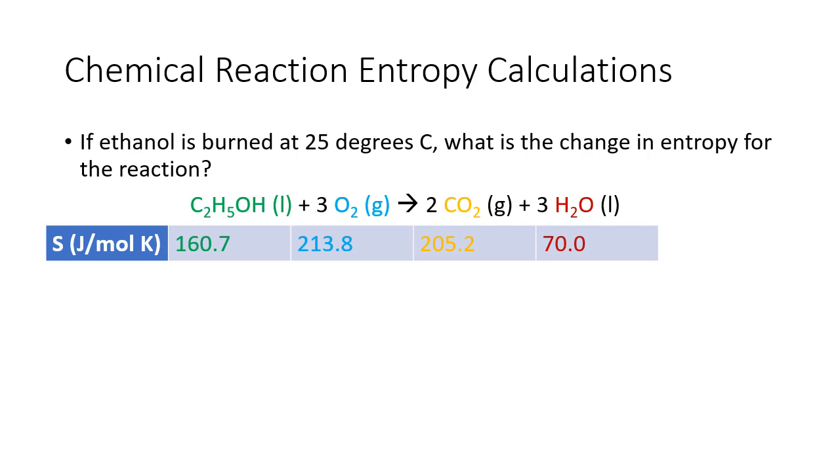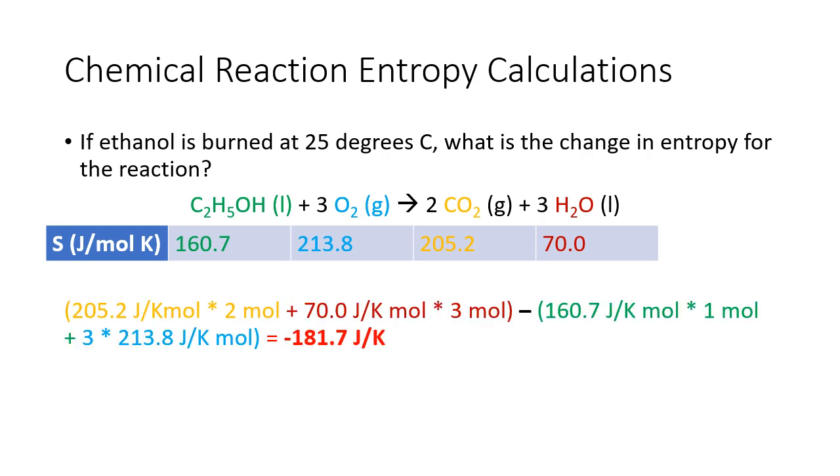So we're going to do products minus reactants. We have to multiply by the number of moles because our standard entropy is for 1 mole of stuff, but we don't necessarily have just 1 mole in this chemical equation. Okay, so we have 205.2 times 2, which is for the CO2, plus 70 times 3, which is for the water, minus, in parentheses, because we want to do all this stuff as negative, 160.7 times 1, plus 3 times 213.8 joules per Kelvin. And you end up with negative 181.7 joules per Kelvin is the standard change in entropy for burning ethanol.